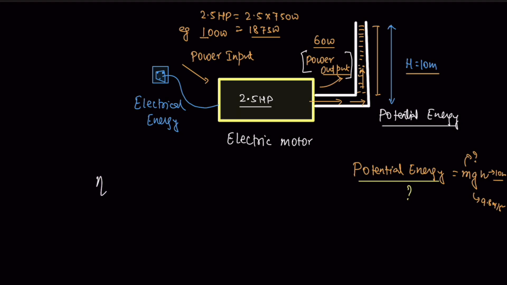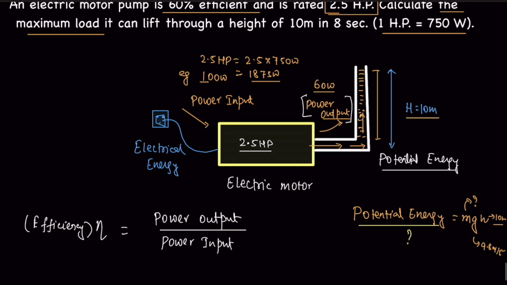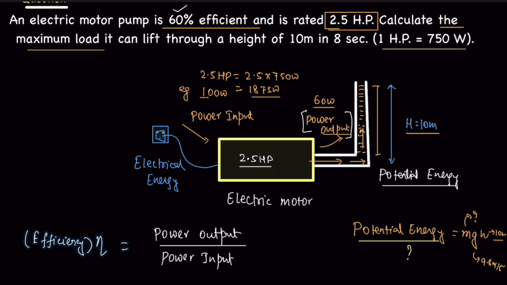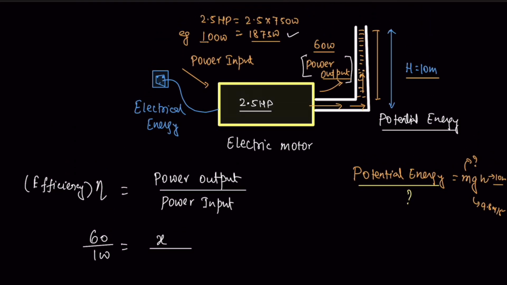This is a symbol called iota. It is used for efficiency. So efficiency is equal to power output divided by power input. Efficiency, according to the question, is 60%. So we can write 60 by 100. Power output is unknown, so we can write it as x. Power input is 1875.